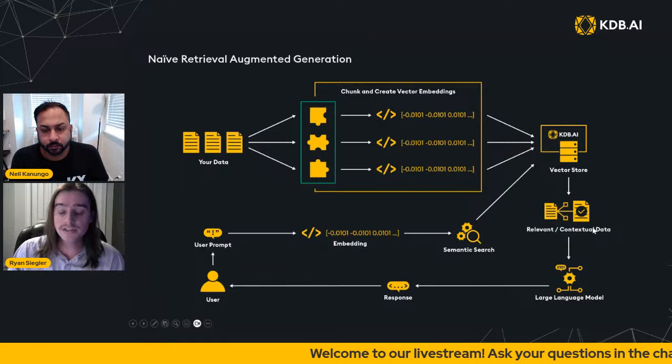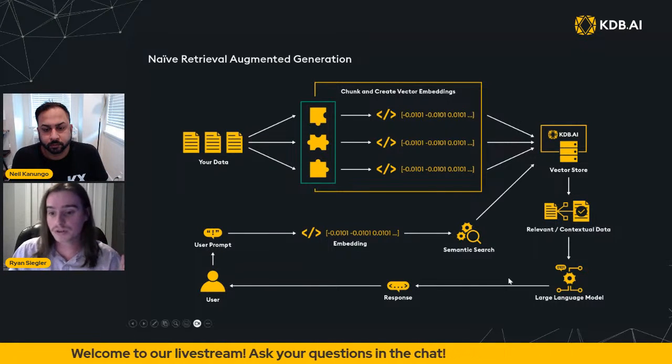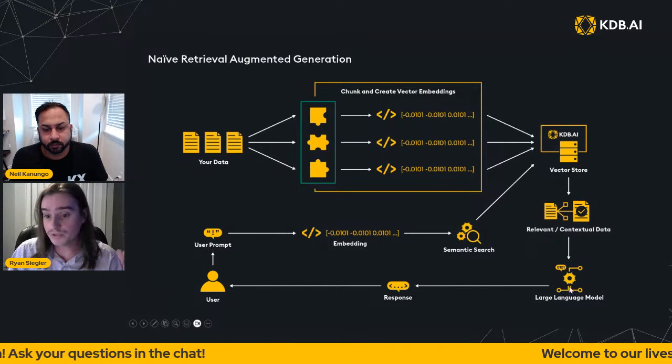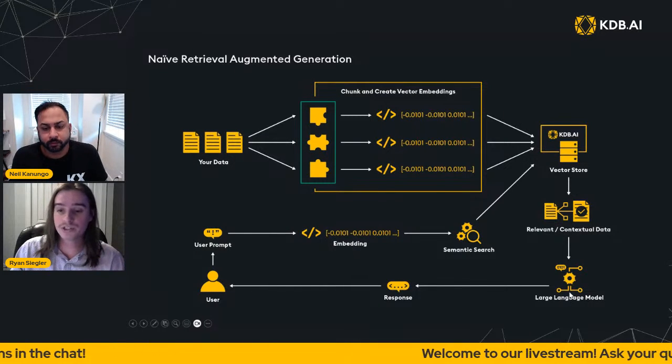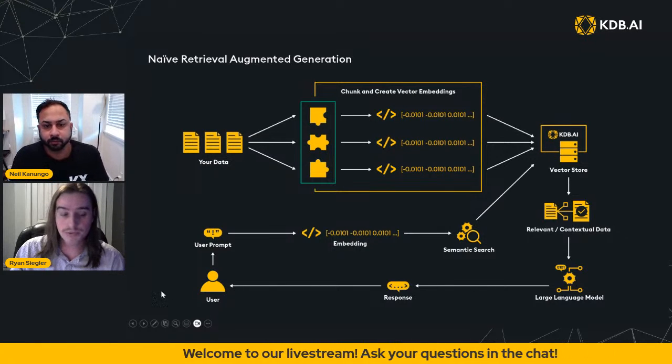Now, this is the point where we augment, or we pass this information into our large language model. We pass the query in as well. And then the large language model will be able to answer questions based on that context that we just gave it, and we respond to the user.